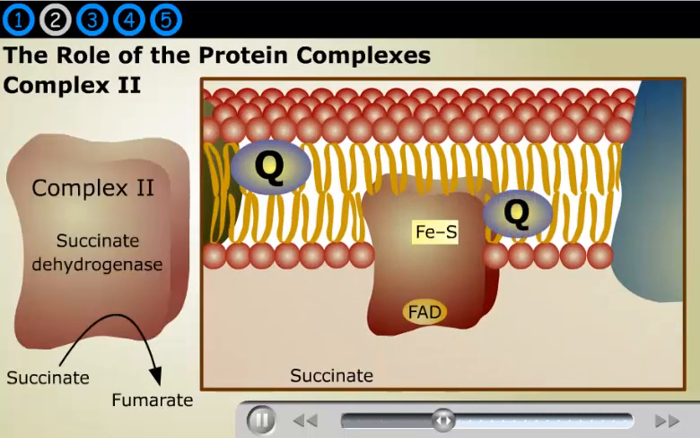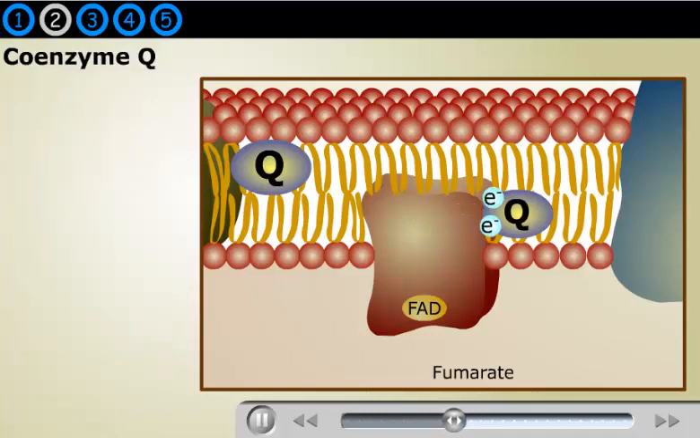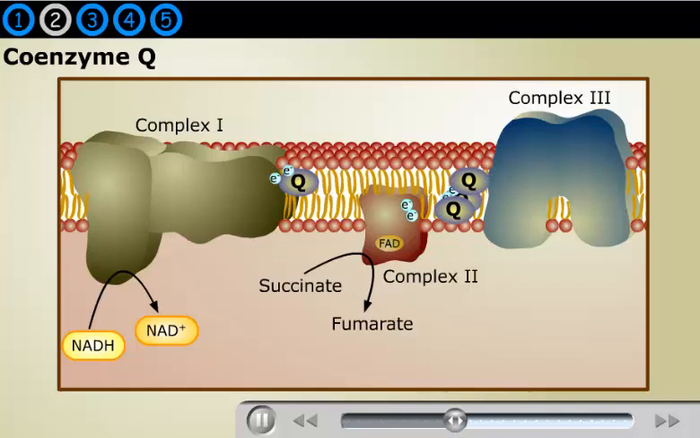In the TCA cycle, the enzyme succinate dehydrogenase, also known as complex 2, was tightly bound to the mitochondrial inner membrane. Its coenzyme FAD accepts 2 electrons from succinate. The succinate electrons also get passed on to coenzyme Q. Coenzyme Q is a hydrophobic molecule that's membrane-soluble. Coenzyme Q shuttles electrons from complexes 1 and 2 to complex 3.